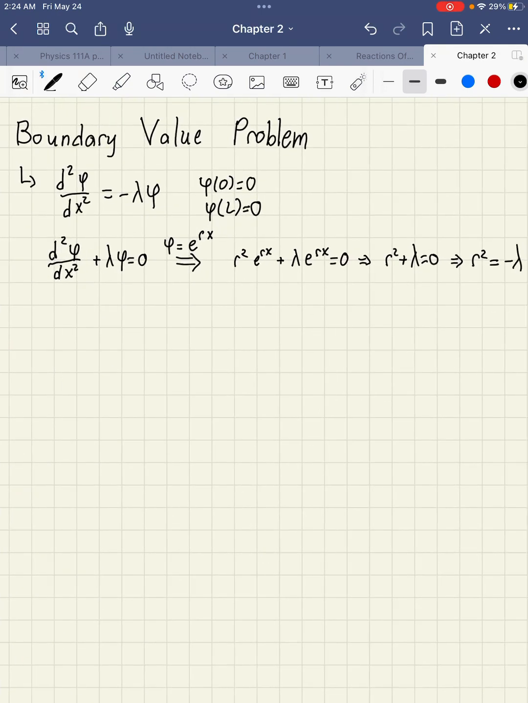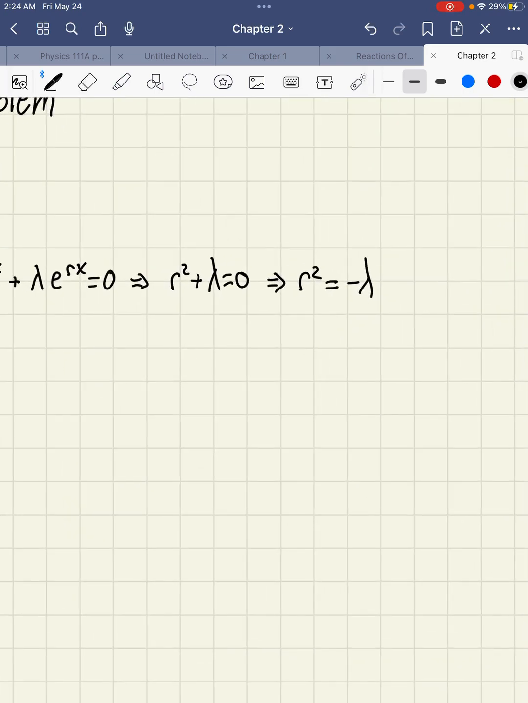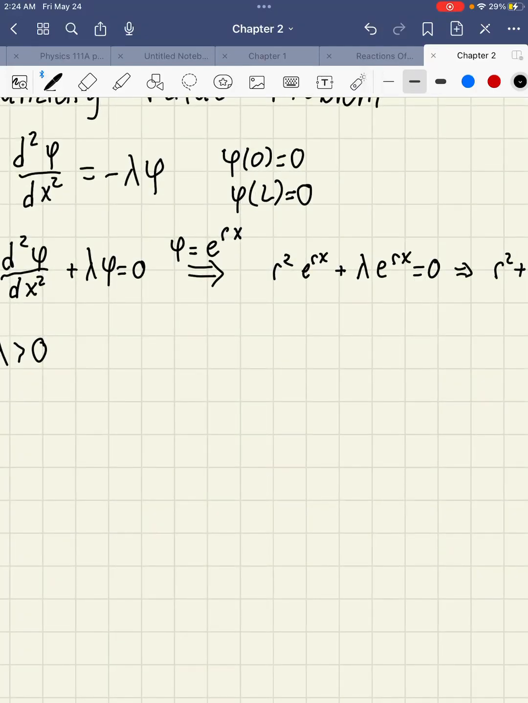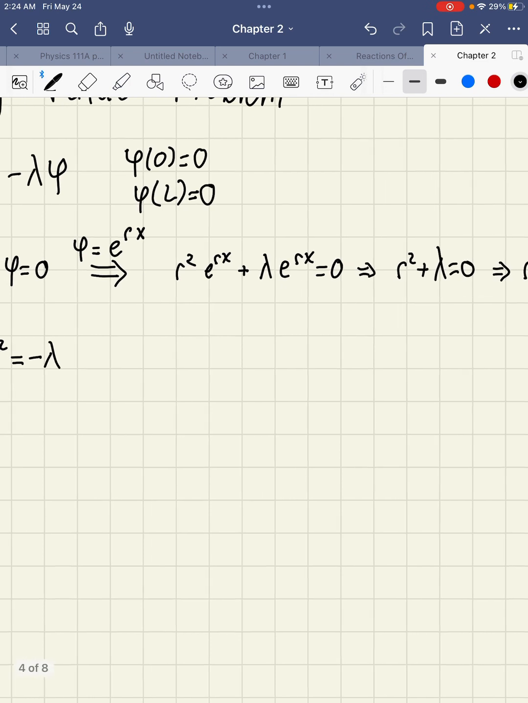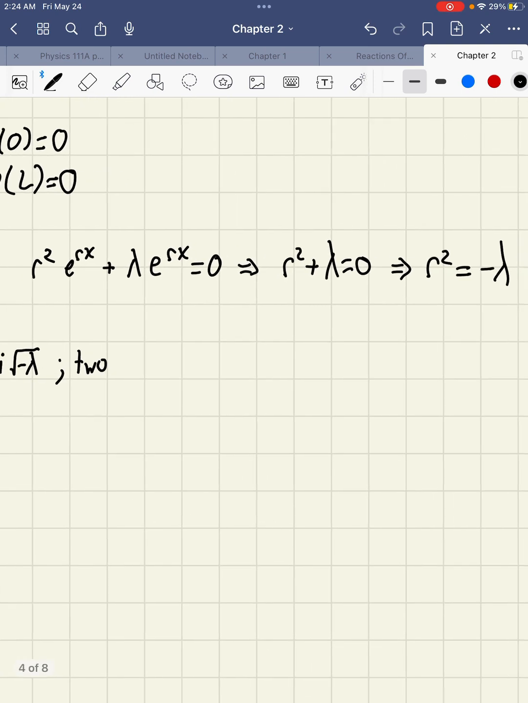Now, again, as I mentioned, the lambda can be 3 different values. If my lambda is a positive value, then r squared is equal to negative lambda. Therefore, my r becomes plus or minus i times the square root of lambda. So I get 2 imaginary roots.